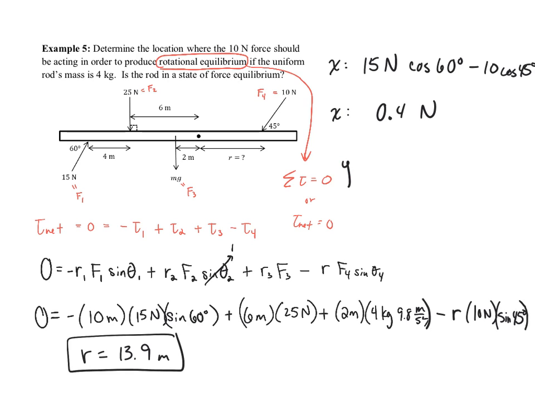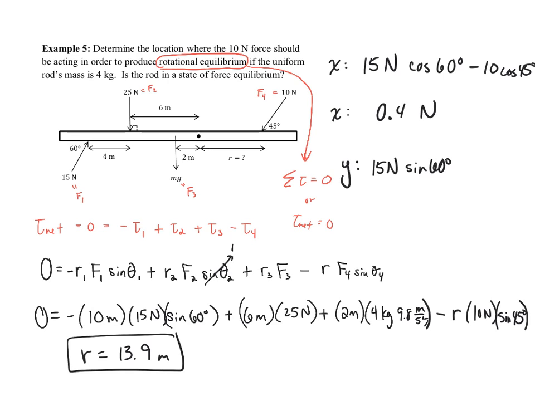Now, in the y direction, though, we've got a lot going on. We've got the 25 Newton force. Well, let me go in order. I'll start with F1 again. I'm going to move my way across, okay? So F1 will be a positive 15 newtons, and that's going to be times the sine of 60, right? That's the y component of that acting up.